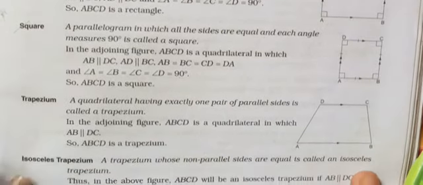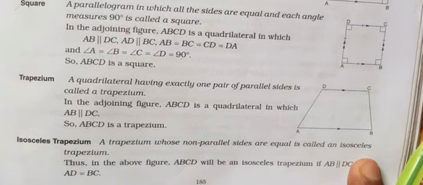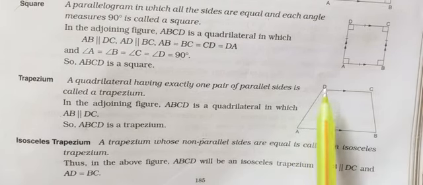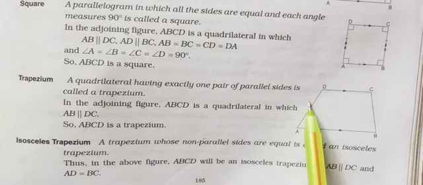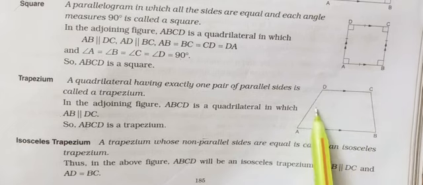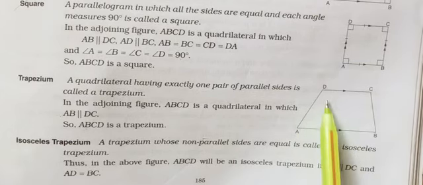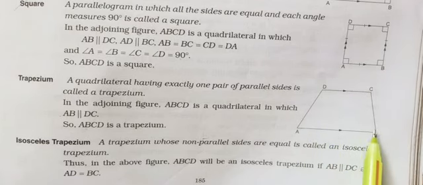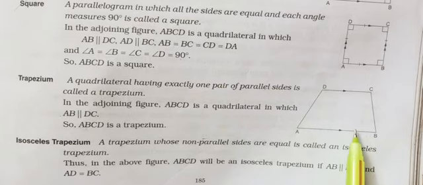Next, isosceles trapezium. What is an isosceles trapezium? A trapezium whose non-parallel sides are equal is called isosceles. Here DA and CB are the non-parallel sides, but the measures of DA and CB are not equal here. This is a trapezium, but the trapezium in which DA and BC are equal forms an isosceles trapezium.